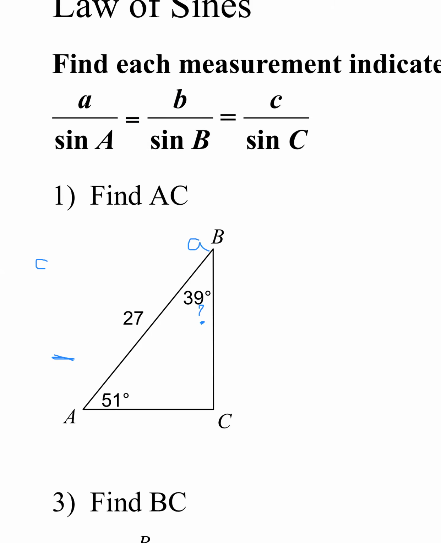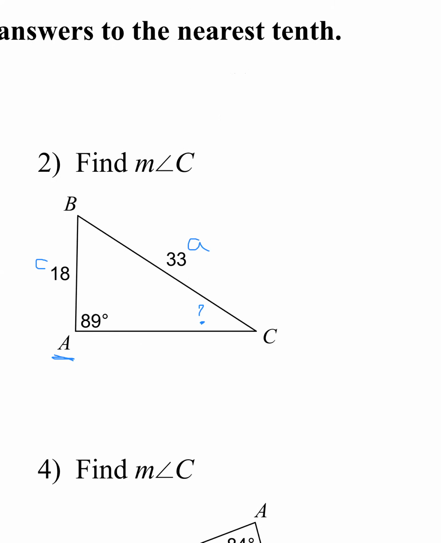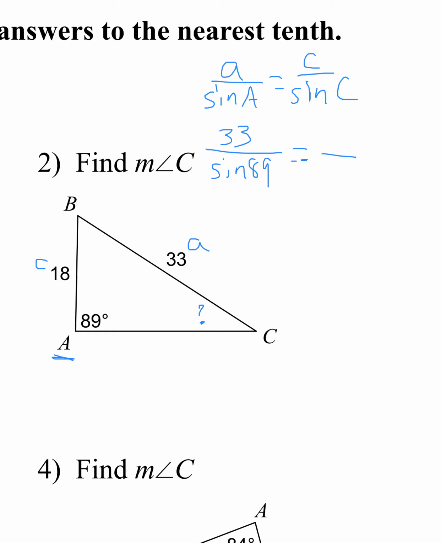Okay, so let's try that. We're going to do a over sine A equals c over sine C. You get to pick and choose which of the 3 you need. So let's fill in what we know. a is 33 over the sine of 89 equals, little c is 18, and then the sine of big C. Big C is what I don't know, but I have all the rest of it.